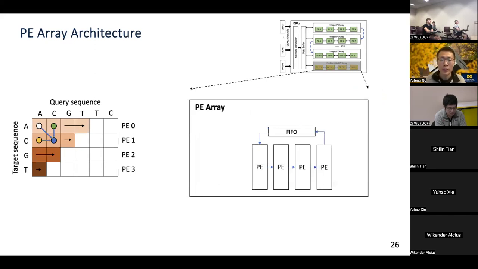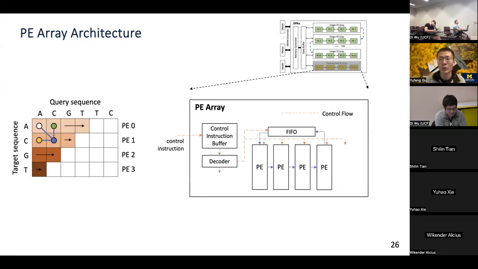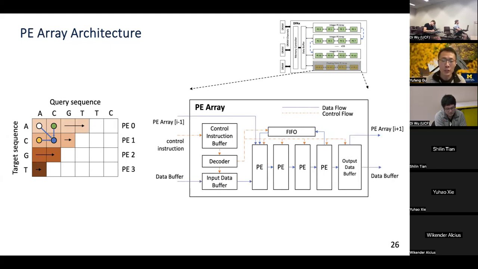So each P array is composed of 4 P's connecting one after the other. And there is a FIFO connecting the first and last P. In the left table, each row in this DP table starts at a different time. So we need control instruction to tell each P when to start computation. And the control instruction also controls the data movement between different P and between the P and the input-output data buffer.